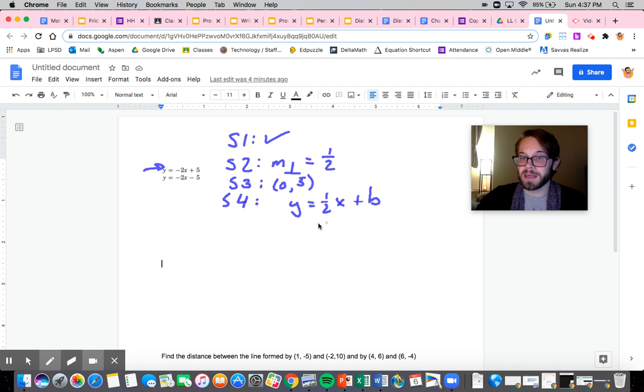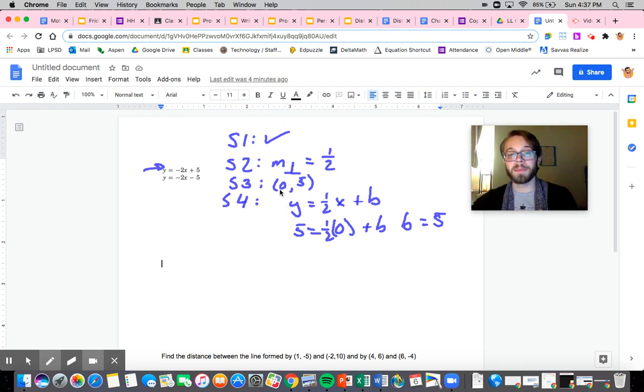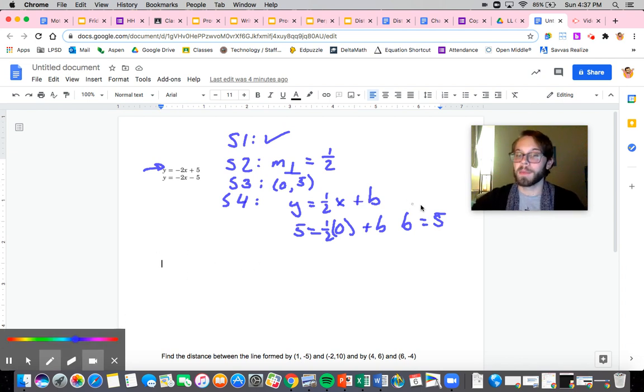So if you plug it in, it would just be 5 equals 1/2 times 0. Well, what does that make b? Well, that just is going to make b 5. So when you pick an intercept, not only does it make it an easy point to work with, but that means that your perpendicular line will have the same intercept. So my equation is just y equals 1/2 x plus 5. See, it's not hard. It's just you have to remember all the different steps.